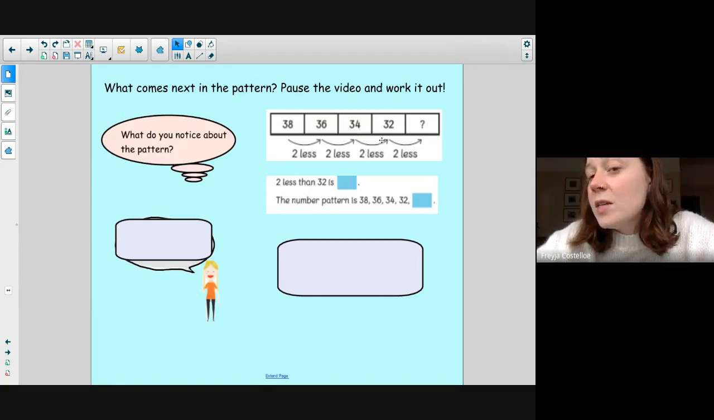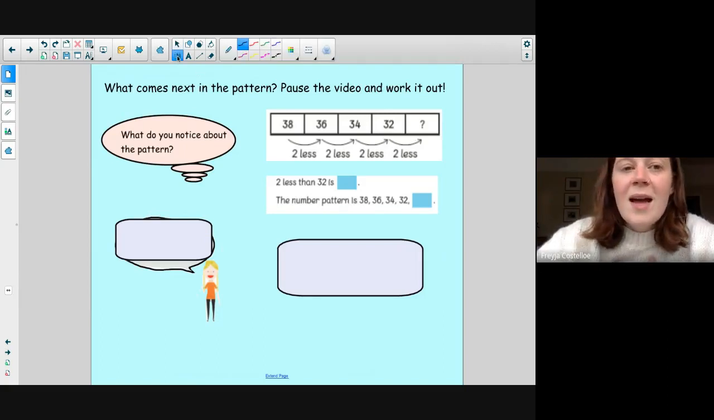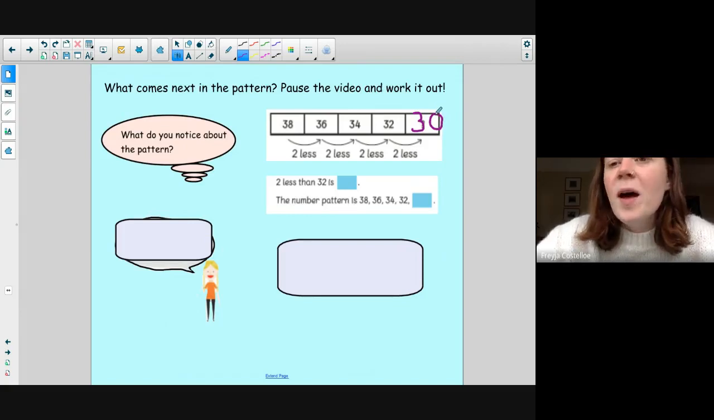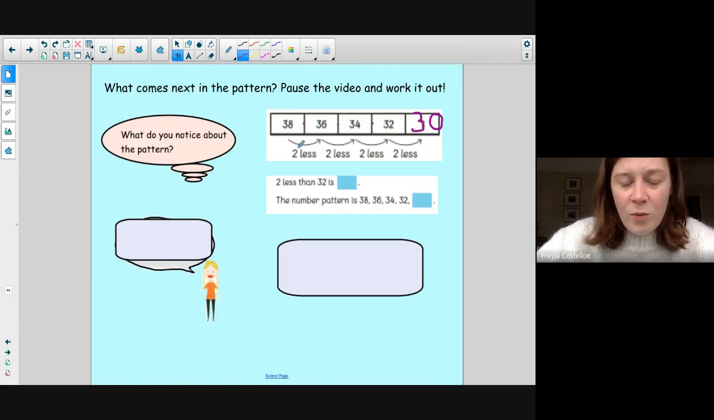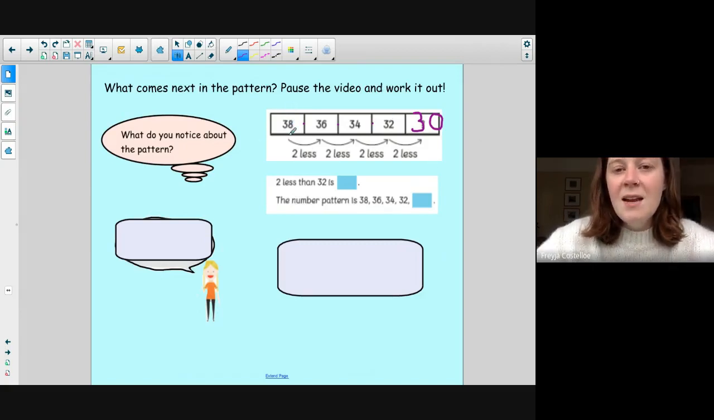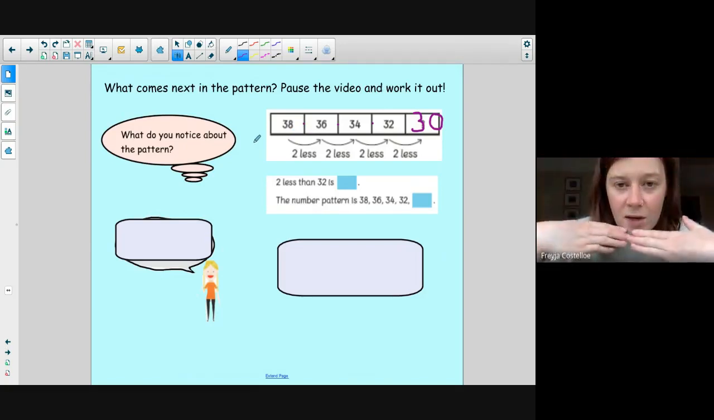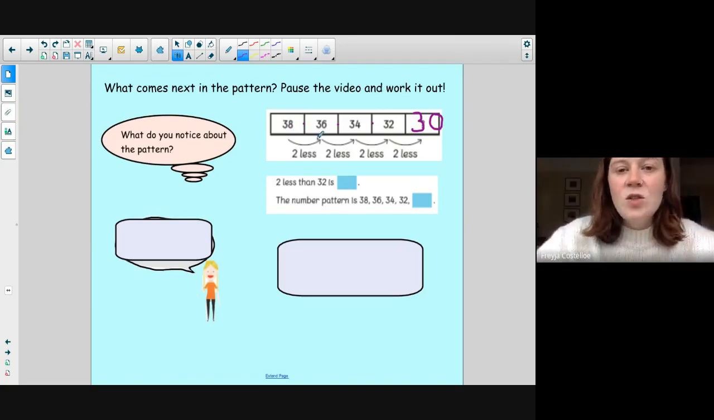2 less than 32 is, what have you worked it out as? It is 30. And to help us, if we are counting down, we can just whisper the number that isn't there. So the number that's in between here, because we're skipping by 2, aren't we? So let's do that. Let's start at 38. We're going to say the numbers we can see nice and loudly, and the numbers we can't see, we're going to whisper. And that's going to help us get to our answer.